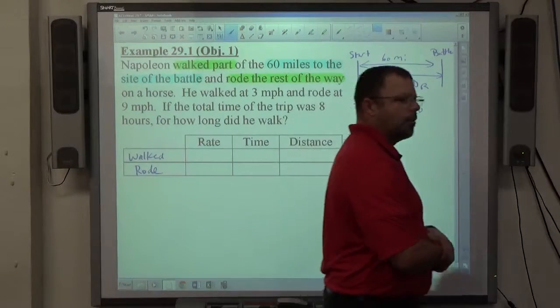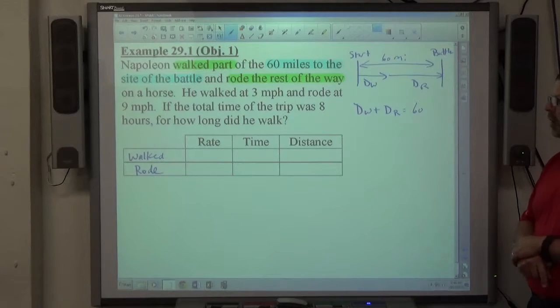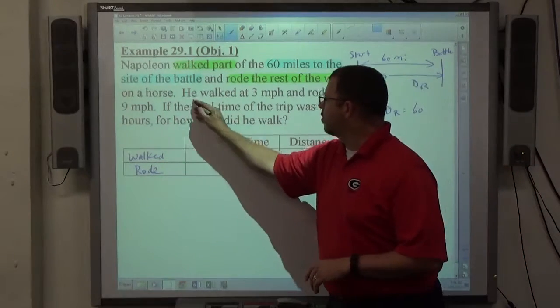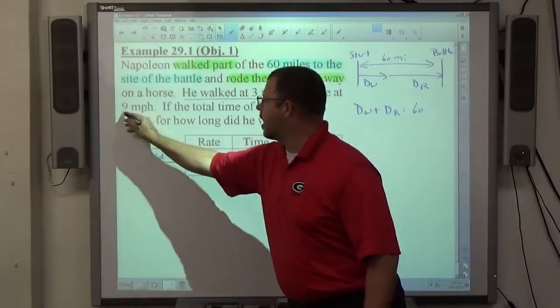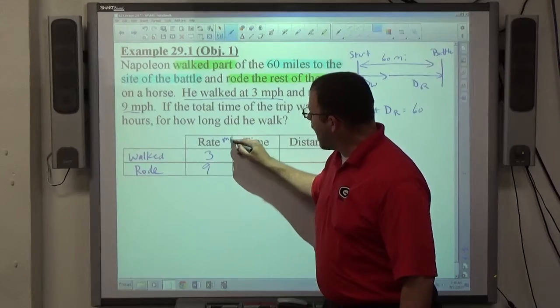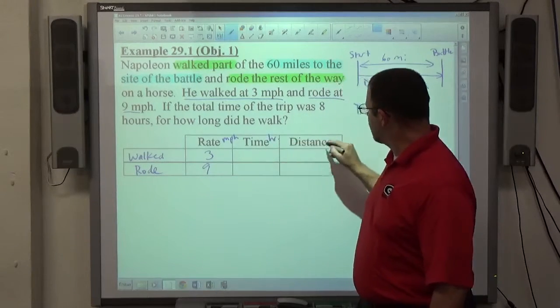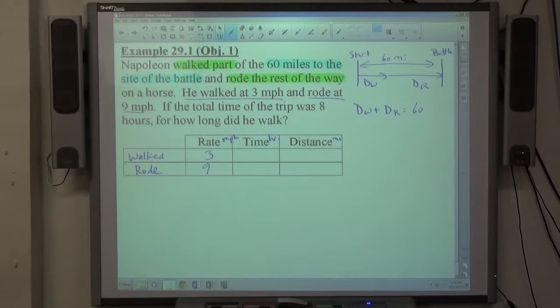Now, once we've established the categories, now I want to care about how fast he went and how much time it took. So, how fast did he walk? He walked at 3 miles per hour. Very good. How fast did he ride? Not that much faster. He rode at 9 miles per hour. All right? And the rate's in miles per hour, which tells me time is going to be in hours, distance in miles. So, it's something else that you might want to record in your chart as you're going through what types of units you're dealing with.